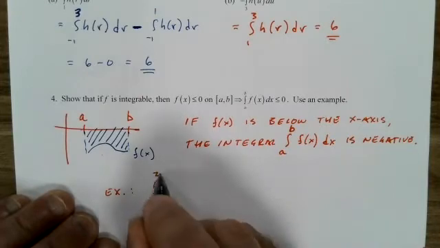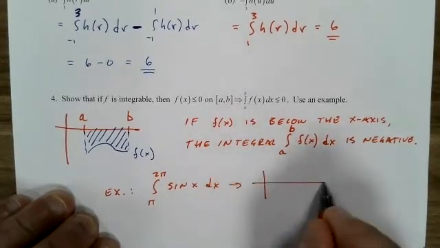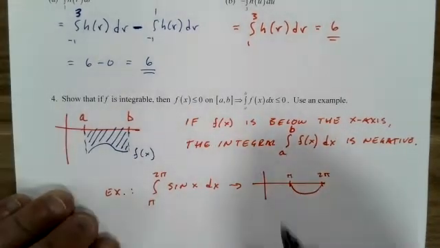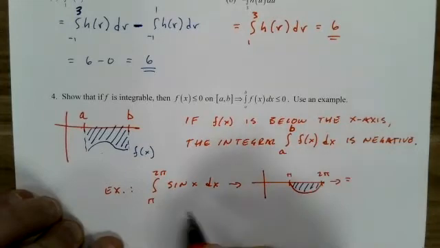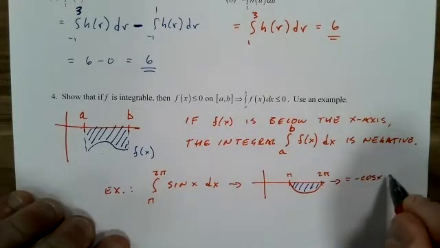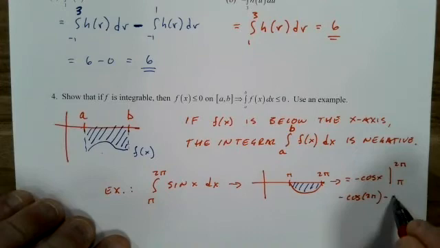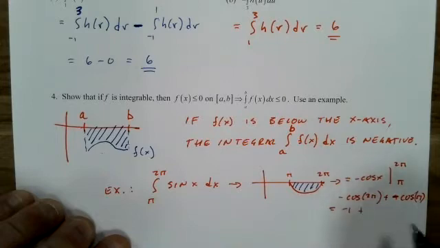Integral from pi to 2 pi, sine of x dx, which is like this. I can do it by hand. Actually, I think I will do it by hand. Antiderivative negative cosine of x, pi to 2 pi, negative cosine of 2 pi minus negative cosine of pi equals negative 1 plus cosine of pi, negative 1, negative 2.